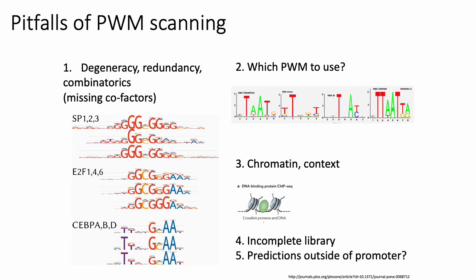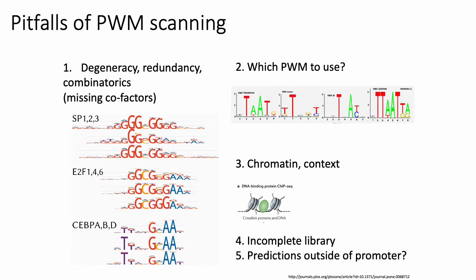And so, like I mentioned before with PWM scanning, PWM scanning is good at detecting in vitro binding sites, but not so much in vivo binding sites because there's a lot of other factors that influence whether a TF binds or not, like whether or not the chromatin is open at that particular position, or whether or not there are other cofactors present that facilitate binding.